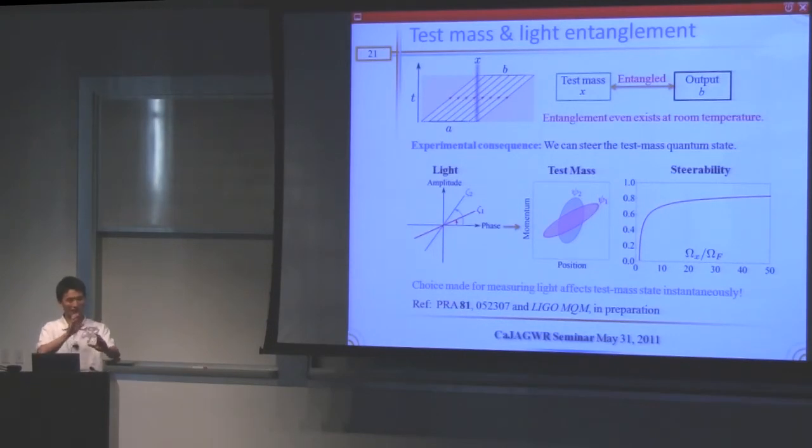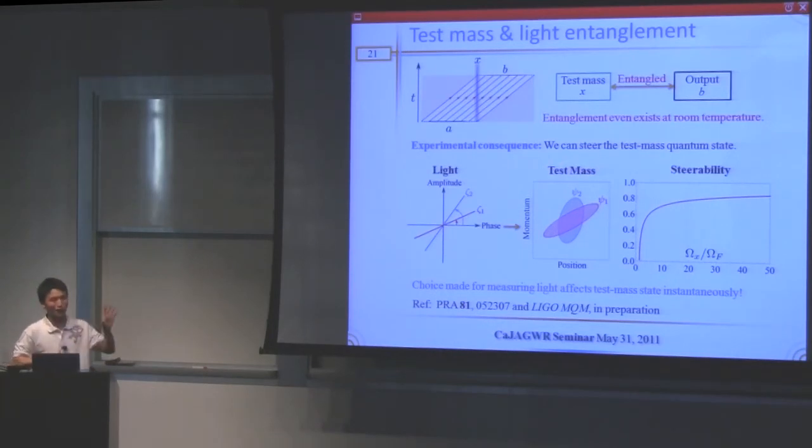This is very interesting because if you think about it, once this light and the oscillator interact, they almost fly away. They're not connected anymore. But why does what you do here influence the quantum state of the test mass there, right? So this is a way of demonstrating that the light and test mass are actually entangled. The experimental consequence is that you can steer the quantum state of the test mass.